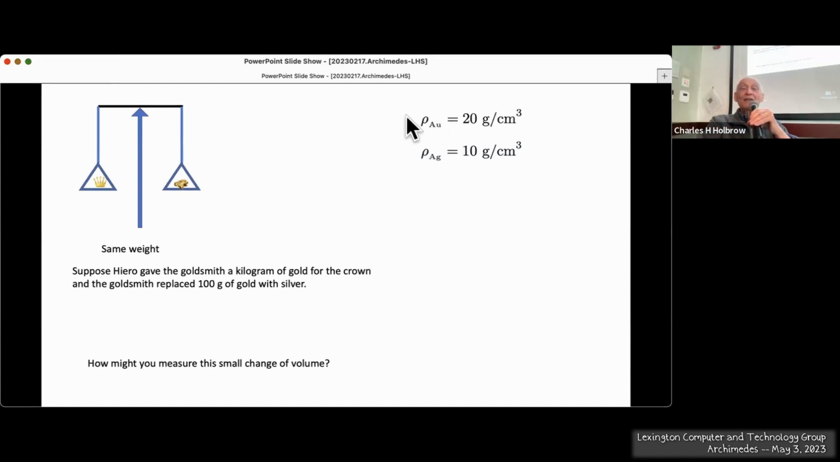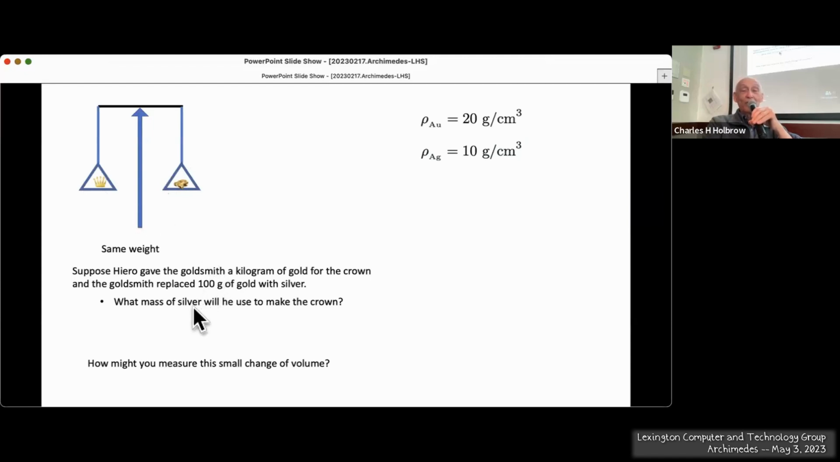Anyway, I bring you back to the fact that gold is 20 grams per cubic centimeter and silver is 10 grams per cubic centimeter density. And here's the deal. If you get yourself a two-pan balance and put the crown on one side and an equivalent lump of gold on the other side, and they balance, what do you know? Well, you know that the goldsmith at least was smart enough, when he adulterated the crown metal, to adulterate it with enough so that you couldn't catch him this way.